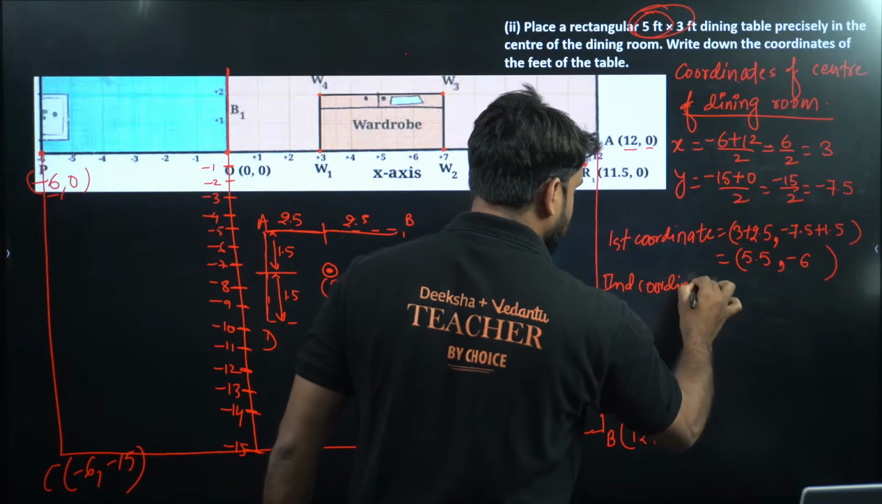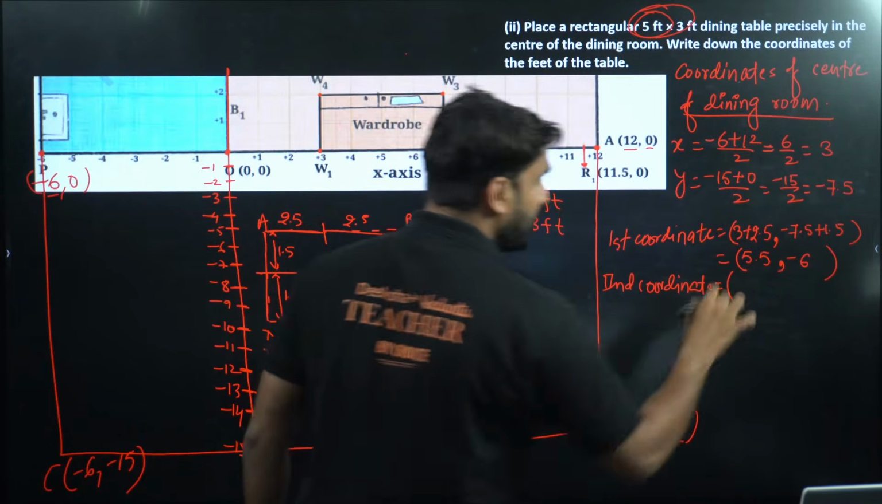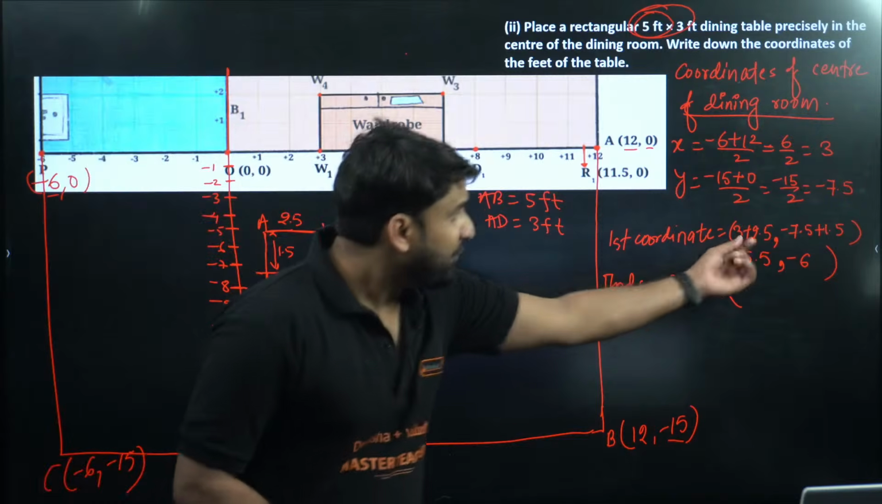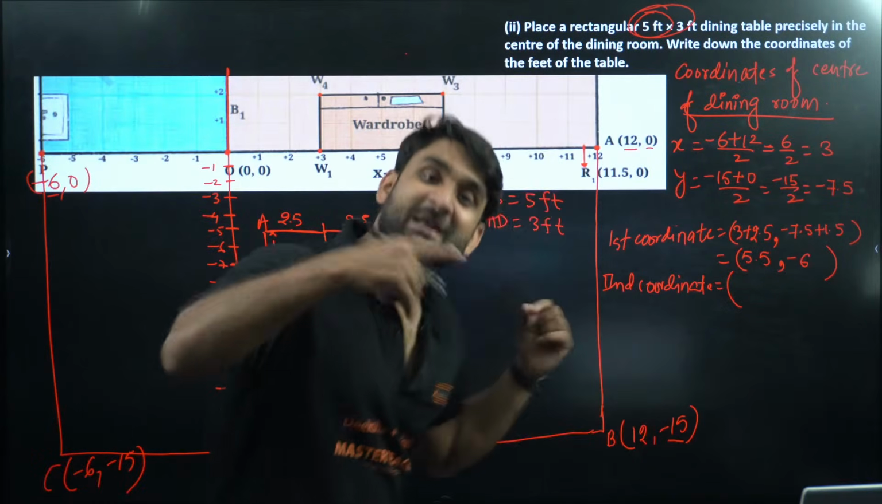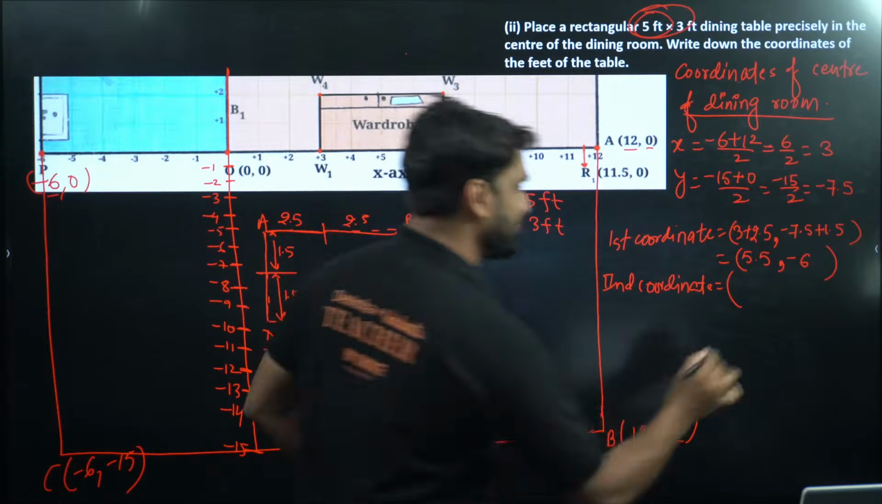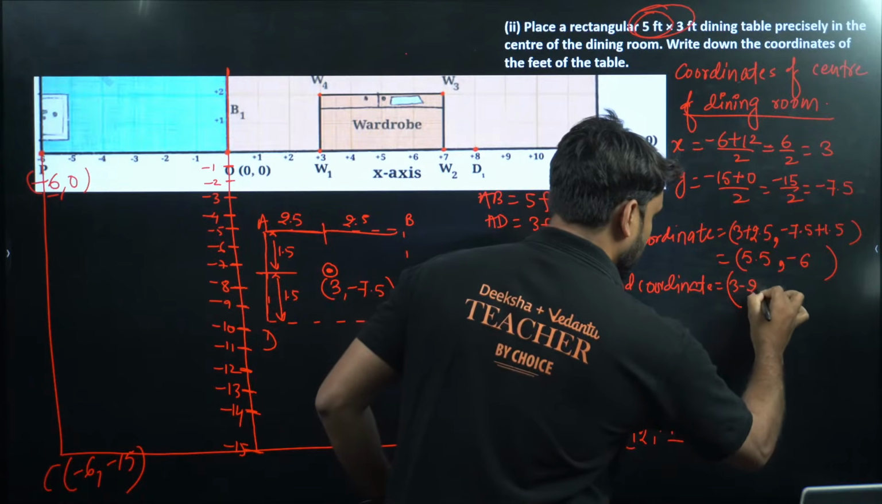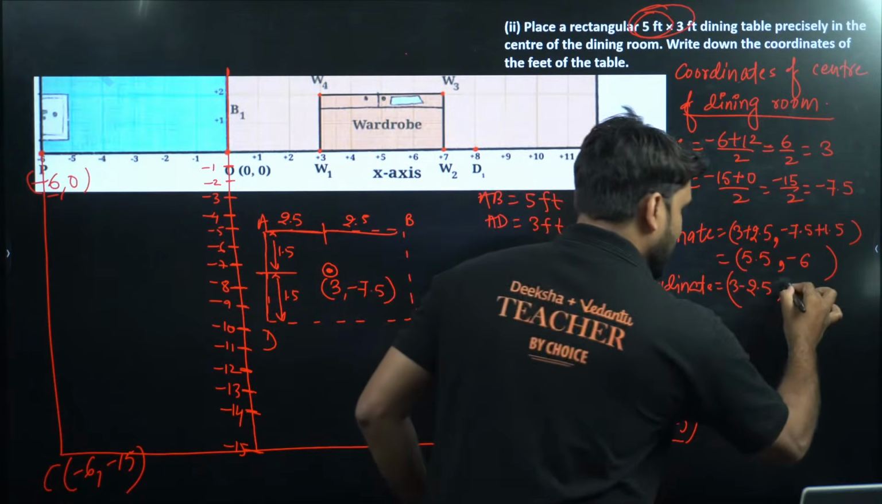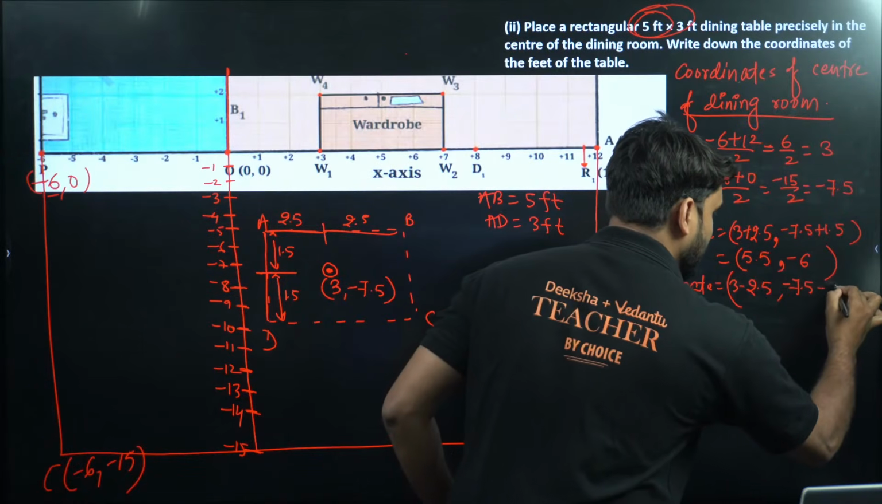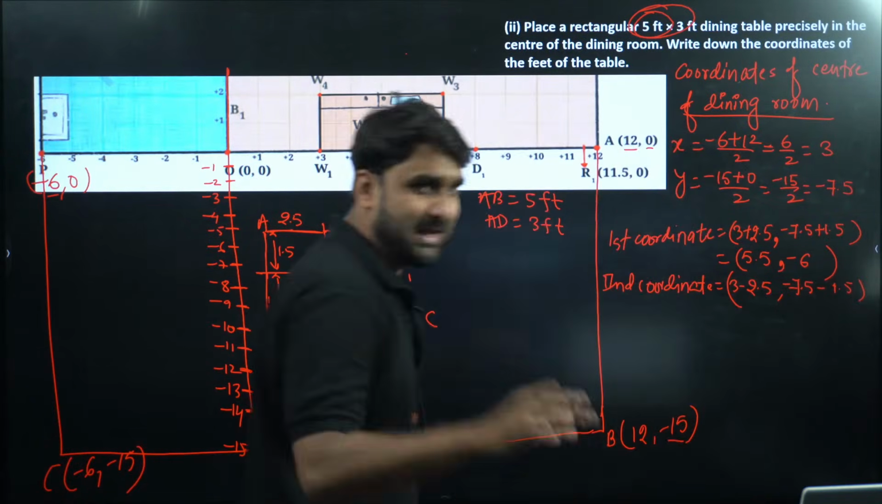I am giving you a logic for the second coordinate. Here we have added both. Now please subtract both: 3.3 minus 2.5 and minus 7.5 minus 1.5. Please do this. I'll be clarifying for you.